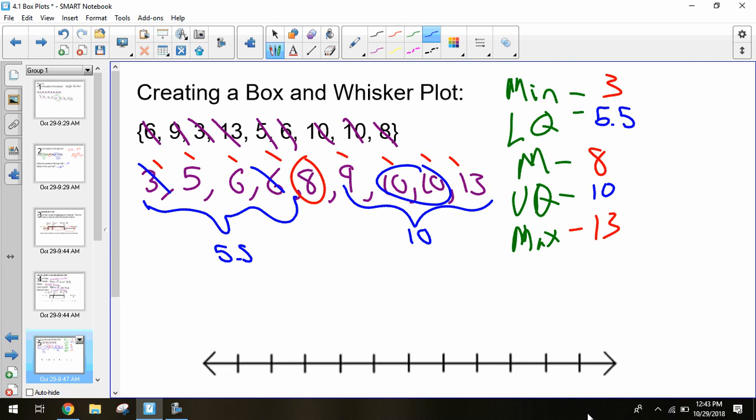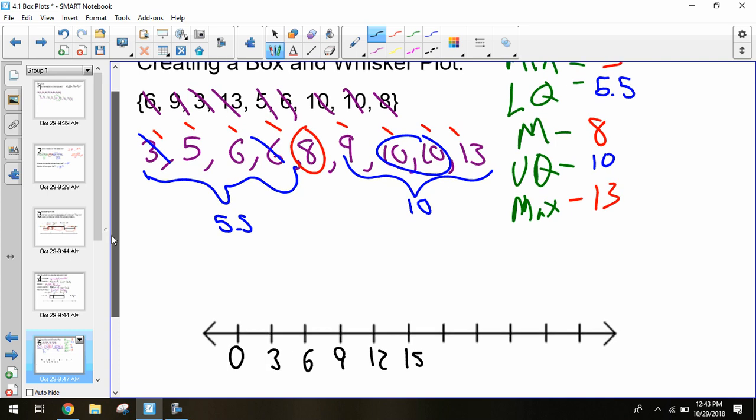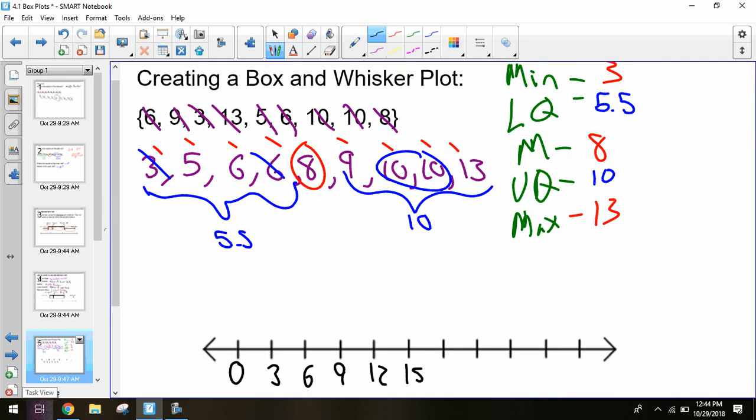Now we need to focus on drawing and creating this box plot. Before you can create this box plot, we need to put numbers on our number line. My data goes from 3 to 13, so I need to make sure I can go from 3 to 13 on this number line. I'm going to start with 0 and go up by 3s all the way to 15. That should be enough. I probably could have used a smaller value, like going up by 2, but that's okay. It doesn't really matter, just how wide our data spreads.